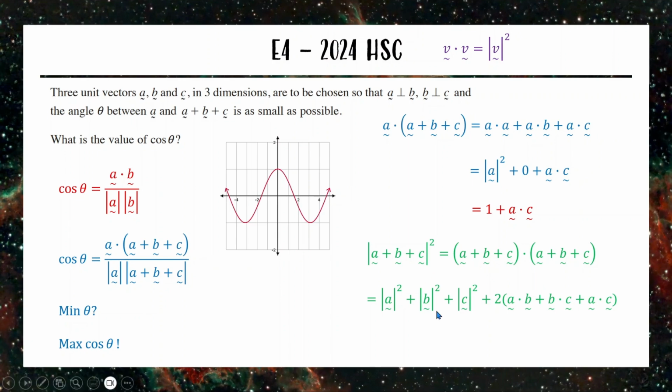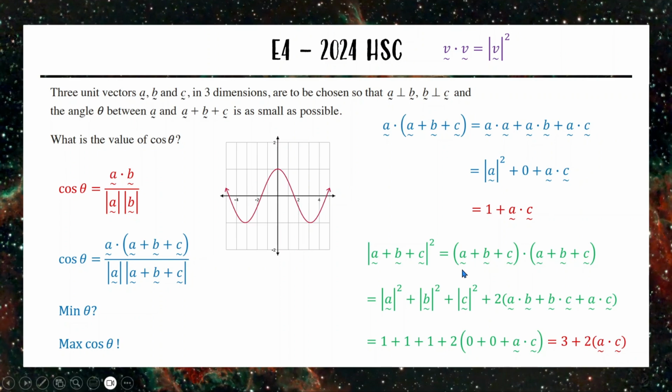Okay, this is cool because A, B, and C are all unit vectors, so these are all just equal to 1. In the middle here, we have a similar result from before where A and B are perpendicular, so this is 0. And B and C are perpendicular, so this is 0. So next line, we have 1 plus 1 plus 1 plus 2 lots of 0, 0, and A dot C. So this bottom part turns into 3 plus 2 A dot C.